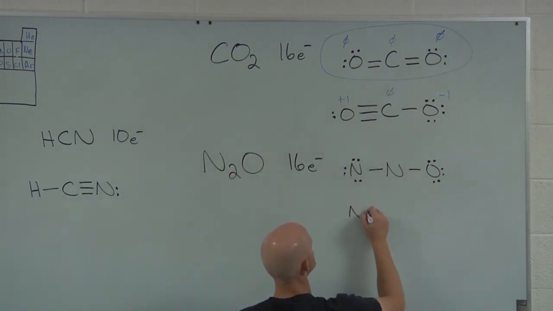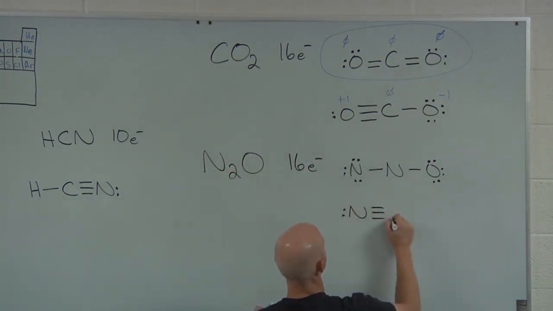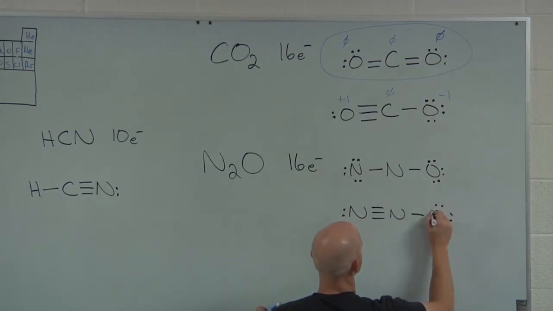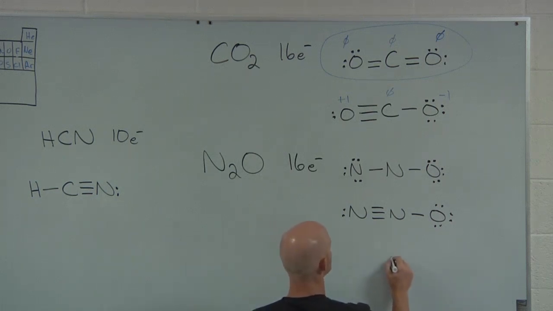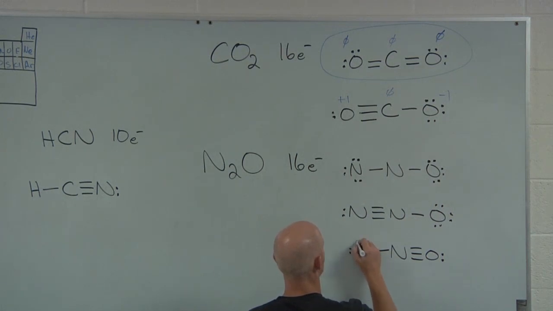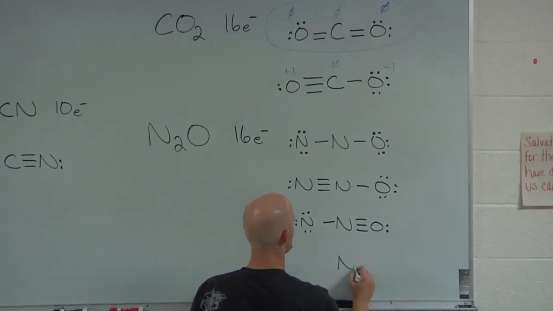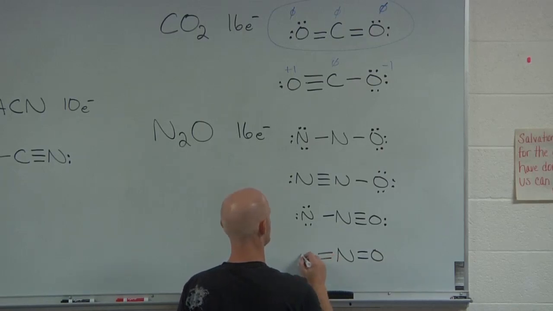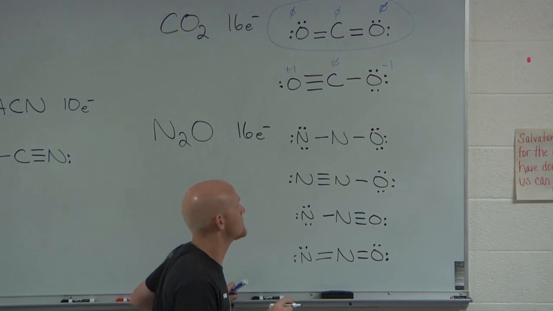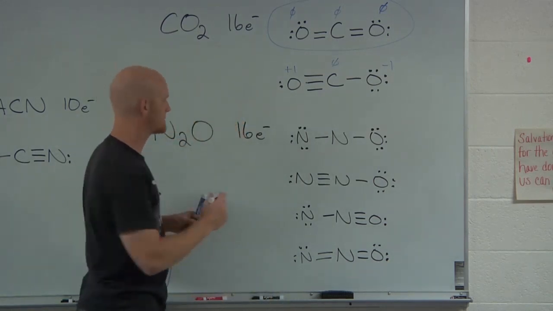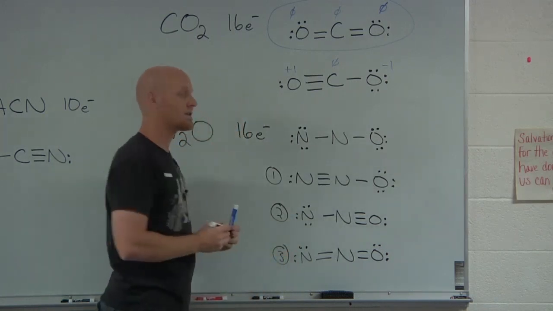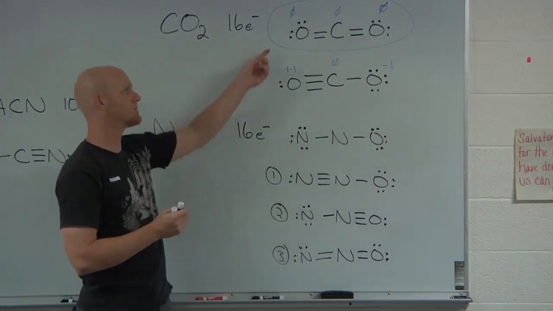So in this case, the nitrogen on the left could share twice. Doesn't seem very fair. But again, there's no fairness or even rule. The oxygen could share twice. Or they could both, outside atoms could share once. And so we now have 3 possible structures. And there's one best structure, and it's all based on formal charge again.